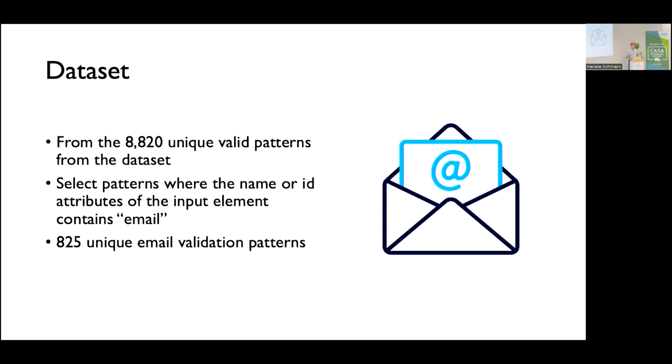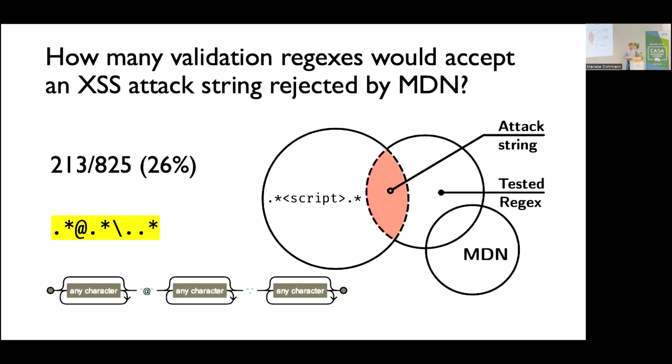Okay, so focusing on this data set. Remember, we found almost 9,000 patterns. How many of them correspond to email? By doing a search, we identified 825 patterns that model email. Okay, that's an interesting set.